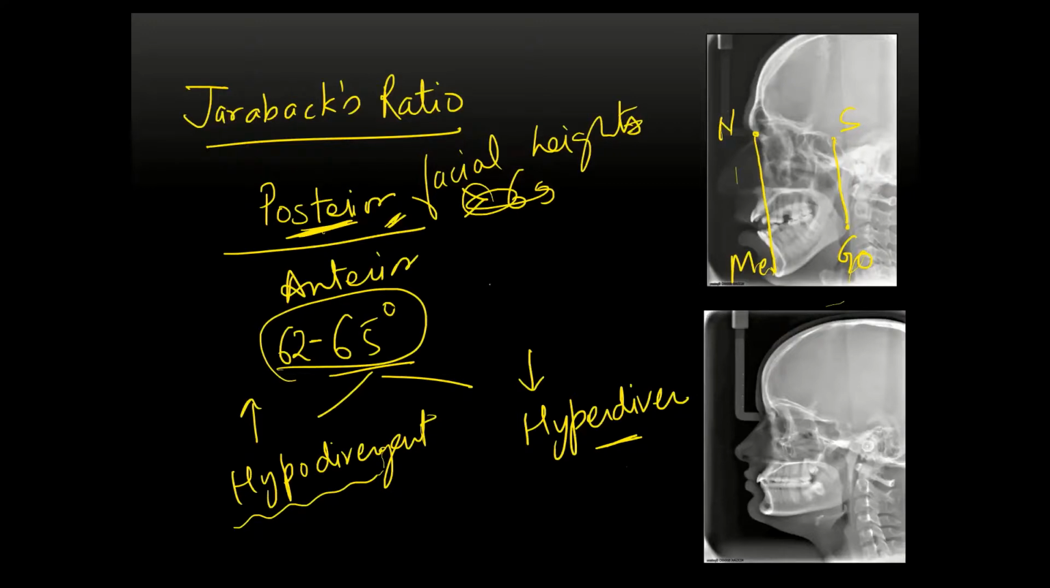The value is not in degrees. Sorry, the value is 60 to 65 percent, posterior over anterior facial height into 100. Thank you, Dr. Sona. The value is in percentage, 60 to 65 percent. The posterior facial height is measured by sella to gonion, and the anterior by nasion to menton.